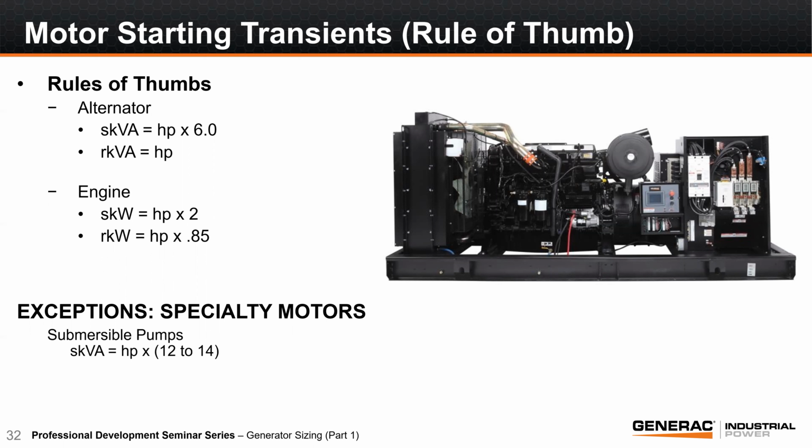For calculating running data, we also have rules of thumb, such as the fact that motors usually run at about 1 times the kVA. So if you have a 10 horsepower motor, you can assume that it's drawing 10 kVA from the alternator while running. And for the engine, motors tend to run at about 0.85 power factor. These rules of thumb cannot be applied to specialty motors, such as submersibles and submersible well pumps. But just remember that this is still a good way to do some quick math when dealing with standard motors.